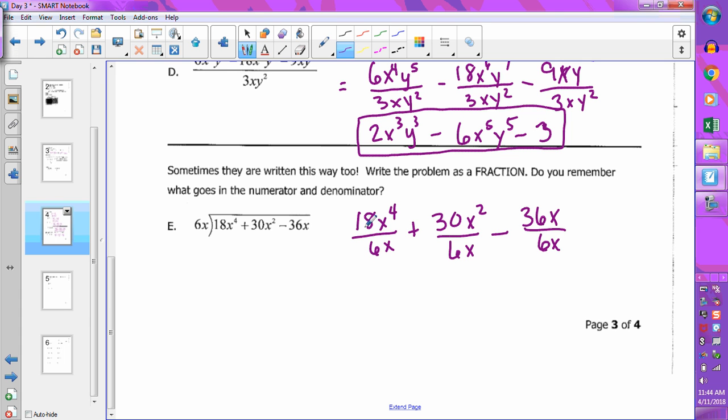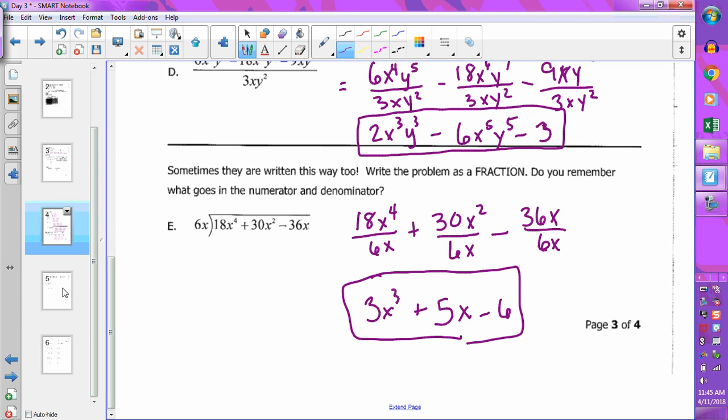So 6 goes into 18 how many times? 3 times. And if you subtract your exponents, 4 minus 1, that gives me x to the 3rd degree, plus 6 goes into 30 5 times. And if you subtract your degrees or exponents, it's going to give me x, minus 6 goes into 36 6 times. And both of my exponents leave me with 0. So here is your answer.